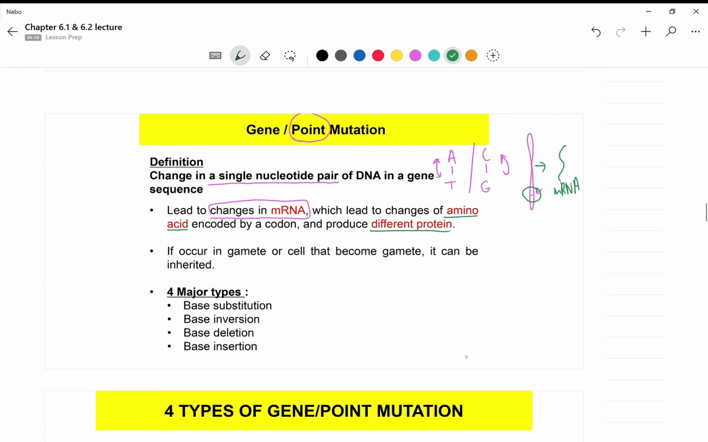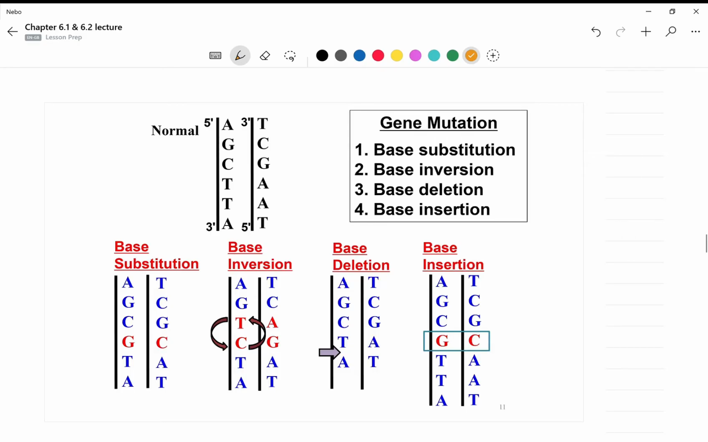And if this kind of mutation occur in a gamete or cell that will become gamete, obviously this will be inherited down the generation. So we have 4 major types of this kind of mutation. So we have substitution. So substitution maksudnya kita tukar, gantikan. And then we have inversion. Inversion maksudnya kita songsangkan, terbalikkan. And then we have deletion. And we have insertion.